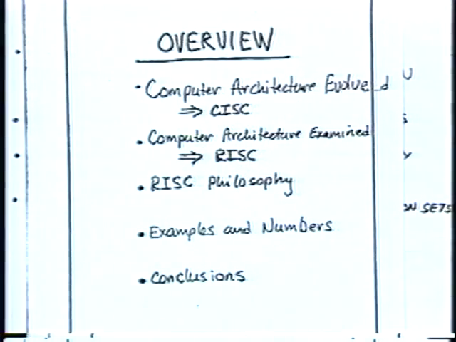possibilities. So what I'm going to do today is describe the background, bring you up to date, and talk a little bit about the commercial possibilities. And a week from now, talk about some of the more recent research. So what's on the transparency now is the overview: the background of how computers were built, or have been built, and these new ideas, the RISC philosophy, give you some examples and some numbers on execution time, and some conclusions and discussions.